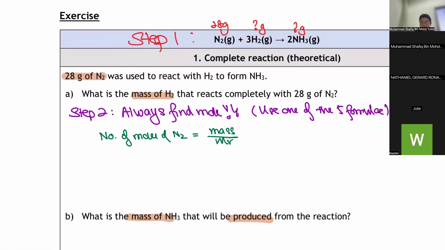Okay? So the mass I have given to you is 28. MR of nitrogen, please take note, flip to your periodic table. MR of nitrogen is 2 times 14, which is 28. Then you realize, 1 mole. Next. This is 1 mark by itself.